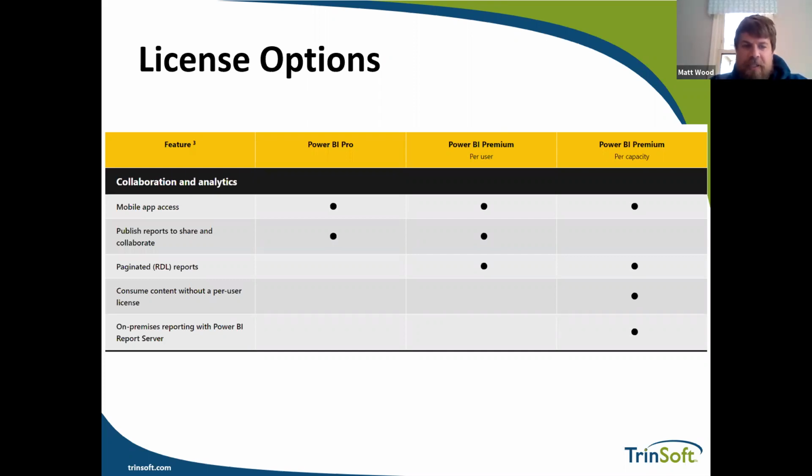As far as the Pro goes, I have mobile app access, and I'm able to publish reports and share and collaborate. The Premium adds this RDL report that I can do. And then the Power BI Premium per capacity allows me to actually have an on-premise server. So I can have a Power BI report server that's on-premise, not hosted.